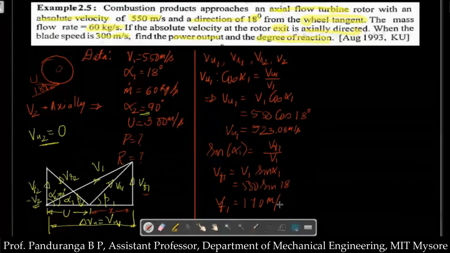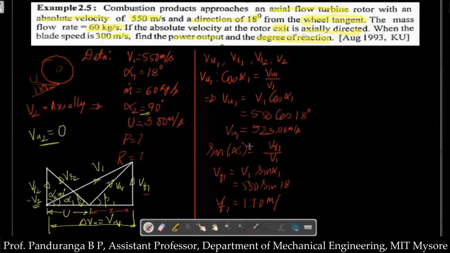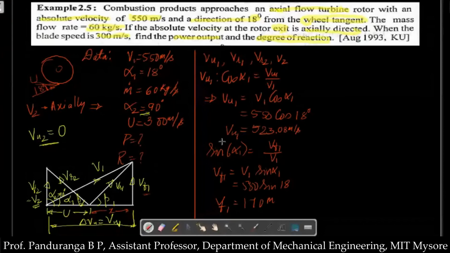So VF1 will be equal to 169.95, very close to 170. I'll write it as 169.95 meter per second.